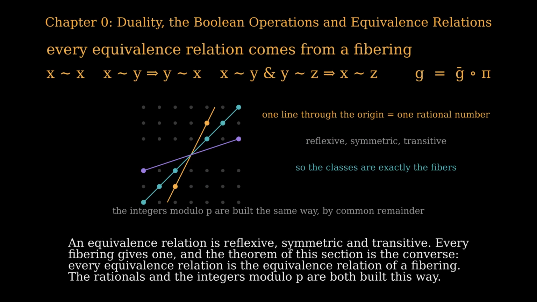An equivalence relation is reflexive, symmetric, and transitive. Every fibering gives one, and the theorem of this section is the converse. Every equivalence relation is the equivalence relation of a fibering. The rationals and the integers modulo p are both built this way.